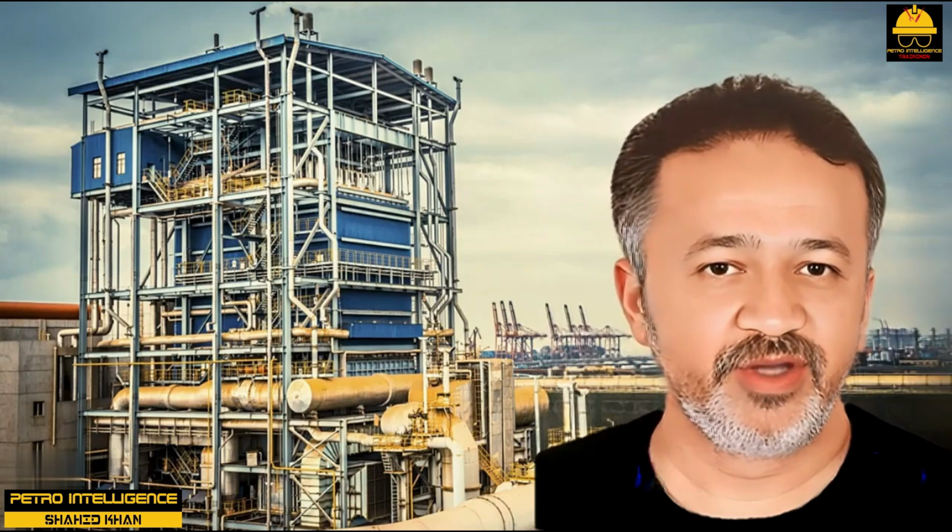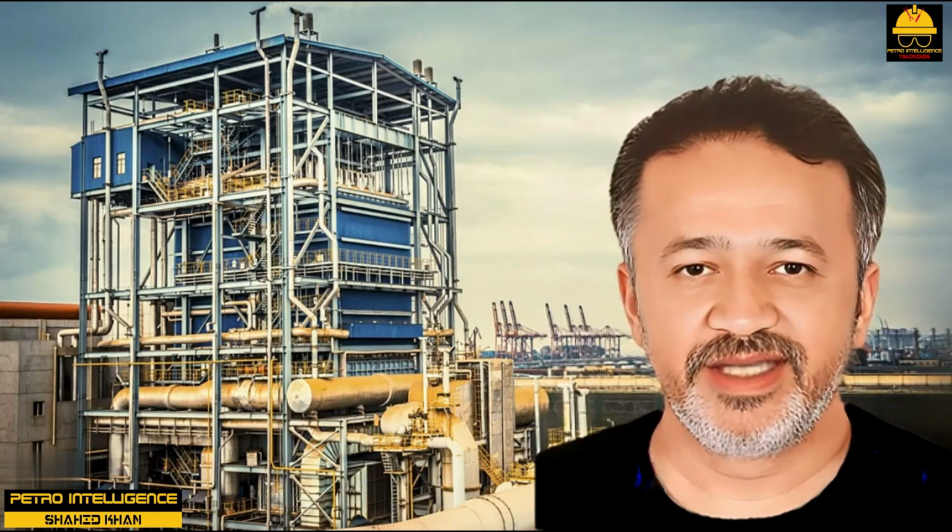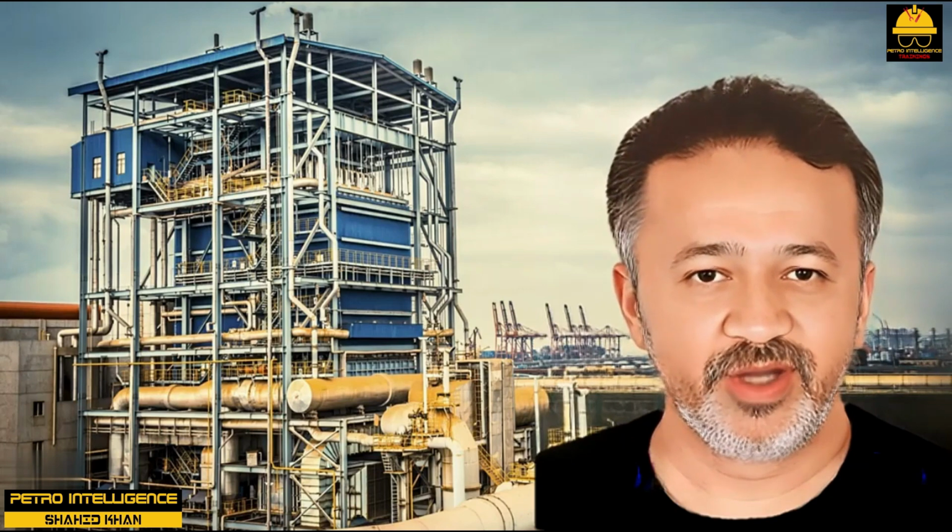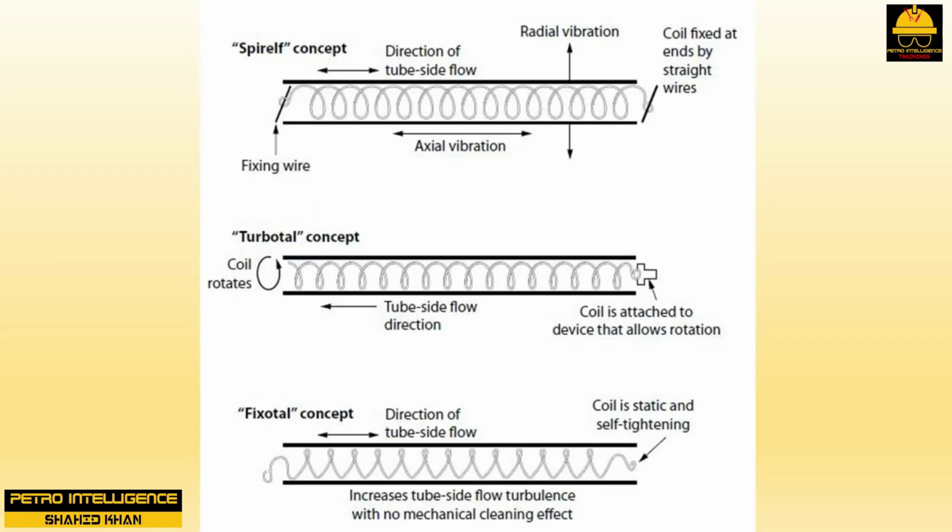Spiral and Turbo-Tal are the products of independent research programs launched by ELF and Total in the 1980s, with the primary aim being to reduce fouling in crude preheat exchanger trains. All three of these tube inserts are now marketed by Petrochemical, shown in picture.